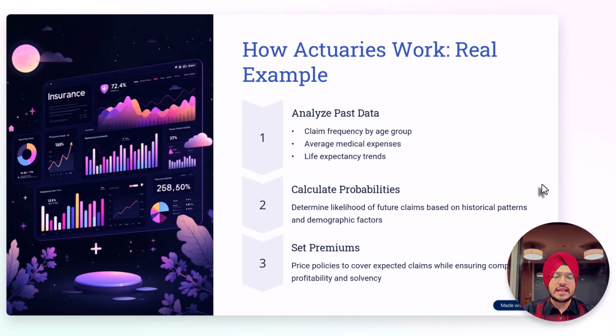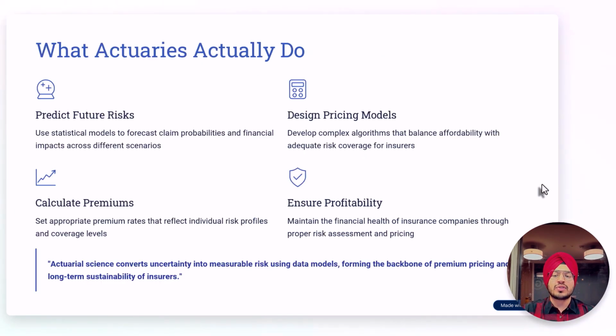So how they work is basically they will analyze the past data. Then they will calculate the probability. And after that, they will set premium to cover the expected claims while ensuring company profitability and solvency. So not only do they calculate premium, actuaries predict future risk as well. They can design the pricing models and they will also ensure profitability for the insurance company. That's why they are the key people for the insurance company.